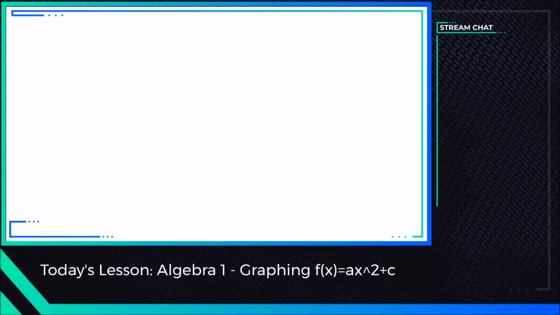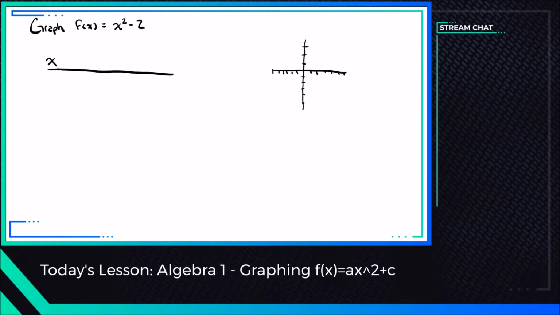All right, so first we're going to graph f of x equals x squared minus 2. So we're going to go ahead and draw our graph right over here. And we're going to set up a table just like we have been doing. So we've got our x, we've got our f of x, and we're going to use the numbers -2, -1, 0, 1, and 2. And we're going to draw this graph in yellow.